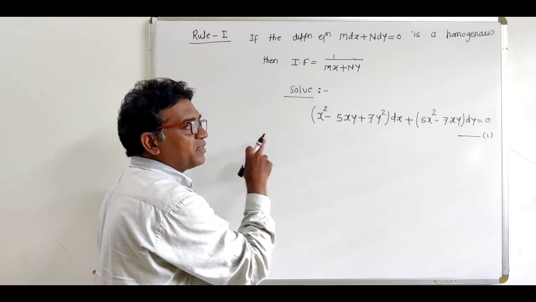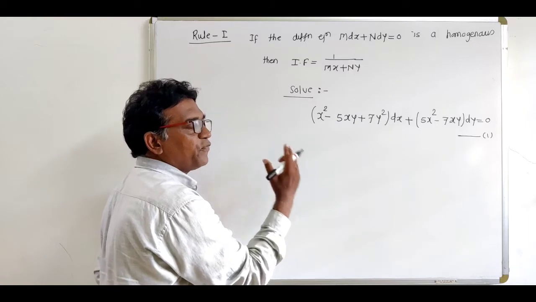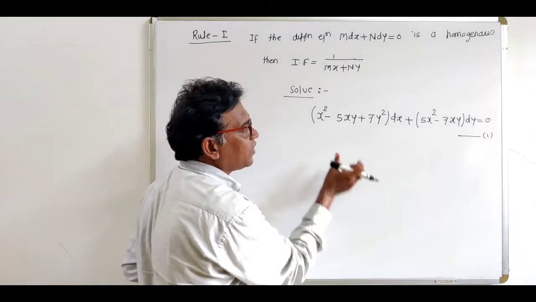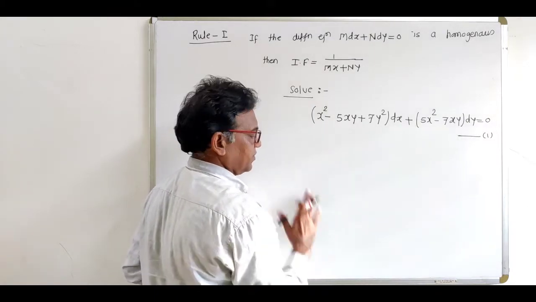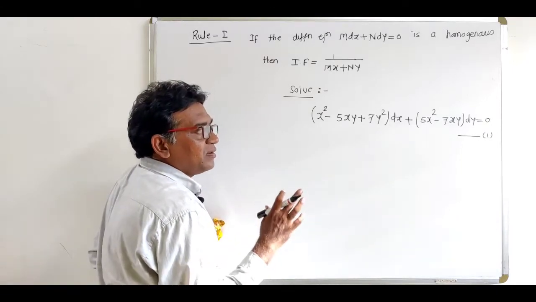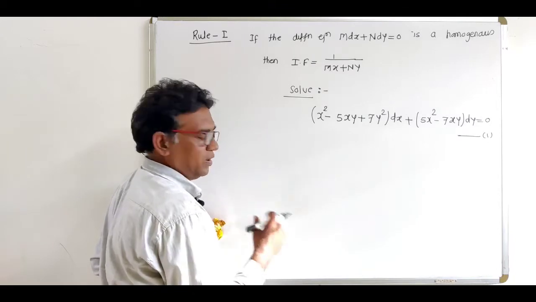Now first of all, observe the given pattern. What is the given pattern? This is a differential equation of first order and first degree, and this is the standard form M dx plus N dy equal to 0. Now see, we have already seen how to solve such a type of differential equation.